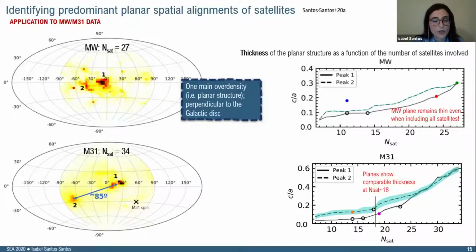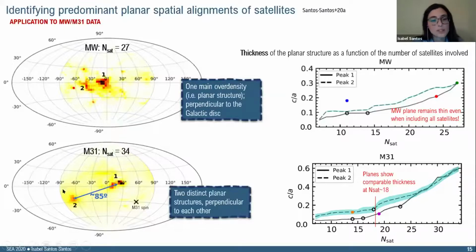In Andromeda, on the other hand, we find 2 overdensities that are separate almost 90 degrees. The first one corresponds to the well-known Great Plane of Andromeda, but the second one is new and hadn't been studied before. These are 2 different structures and they are perpendicular to each other.